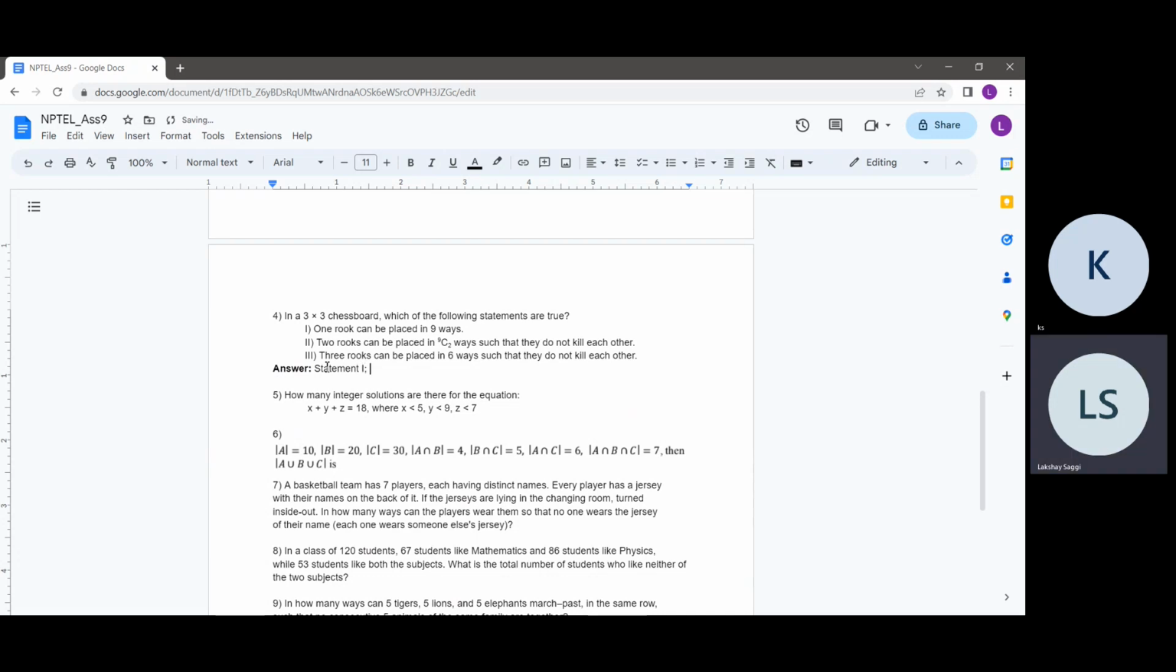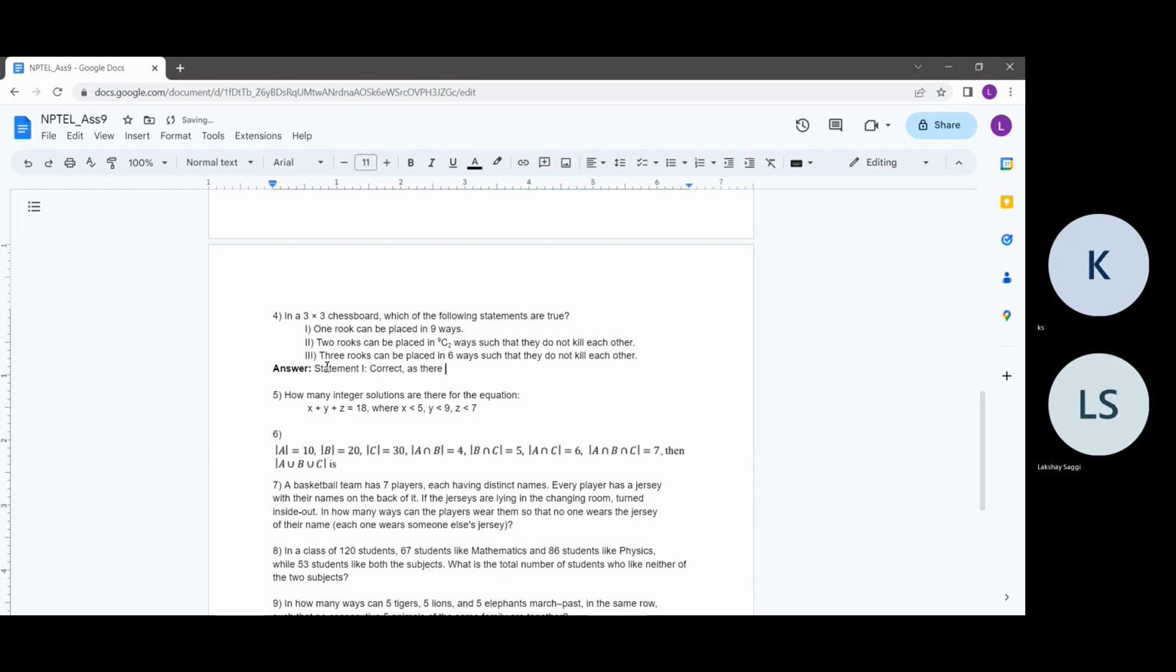The first statement says that one rook can be placed in 9 ways. Since the chessboard is 3x3, there are 9 squares to place the rook. So there are only 9 boxes in which the rook can be placed. So it is correct.